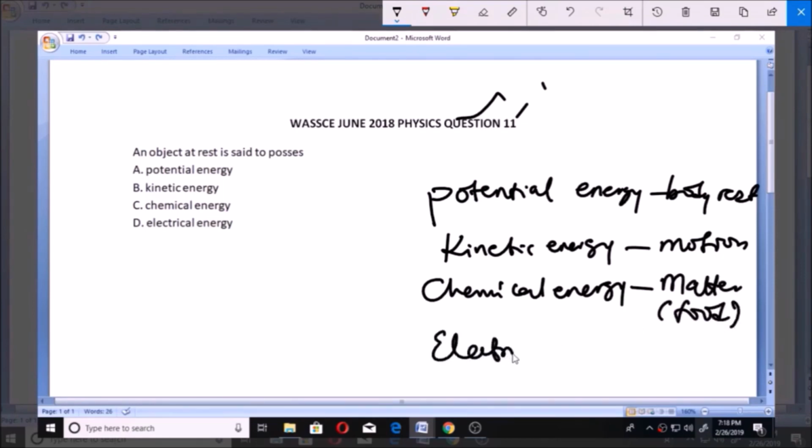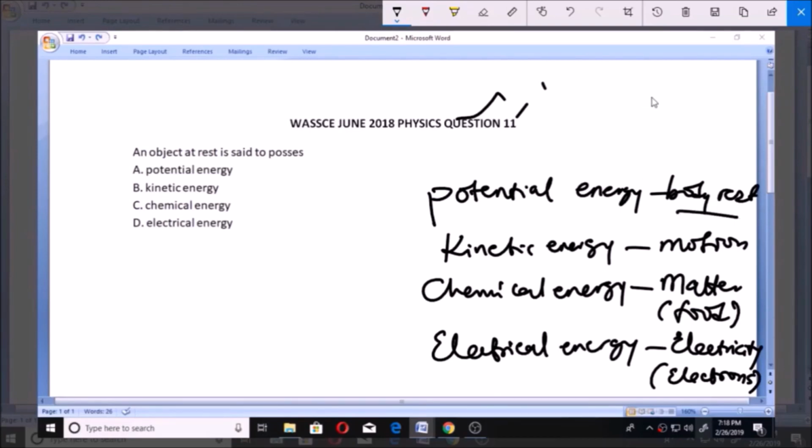Then we know about electrical energy, the very refined energy that you can use in your house and everywhere. It's very, very refined. It can easily be transported. This is energy due to electricity and flow of electrons. So those are the various forms of energy. So the one that is for body at rest or due to height displacement from a particular point is what we call potential energy. And that is the answer to this problem.